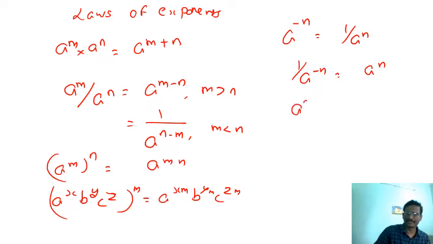And most important is a raised to 0. A raised to 0 is what? 1. And a raised to minus 1 is 1 by a.